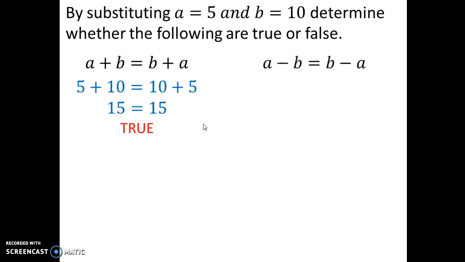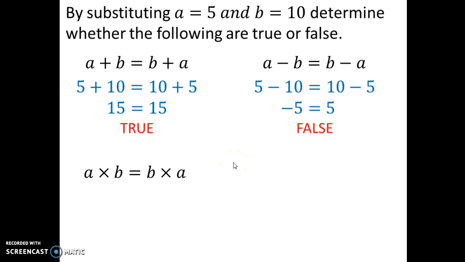What about if I did minusing in a different order? So again, I'm going to use the 5 and 10 for the a's and b's. On my left hand side, I'm going to have 5 minus 10. That works out to be negative 5. On the right hand side, I've got 10 minus 5. That works out to be positive 5. So it's not true. It's a false statement. So if I change the order around for subtraction, I won't have the same value. So the order is really important for subtraction, but it doesn't matter for addition.